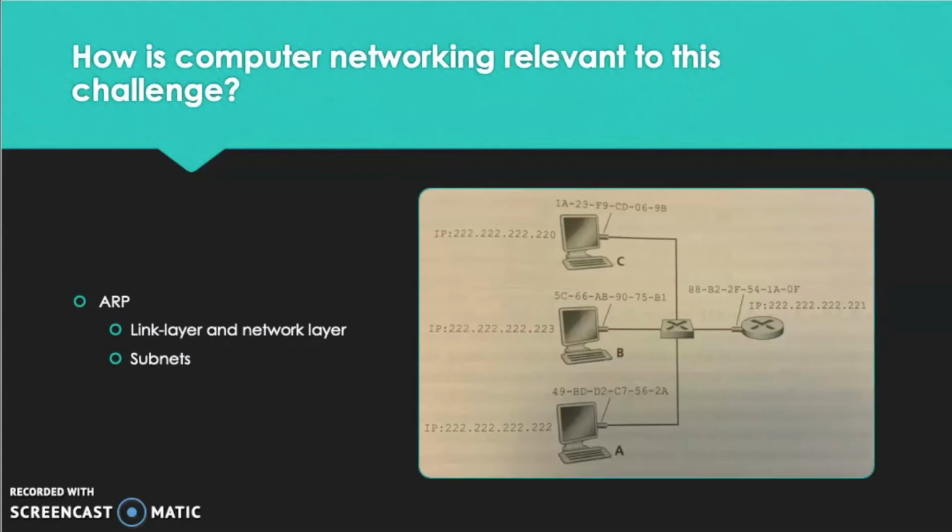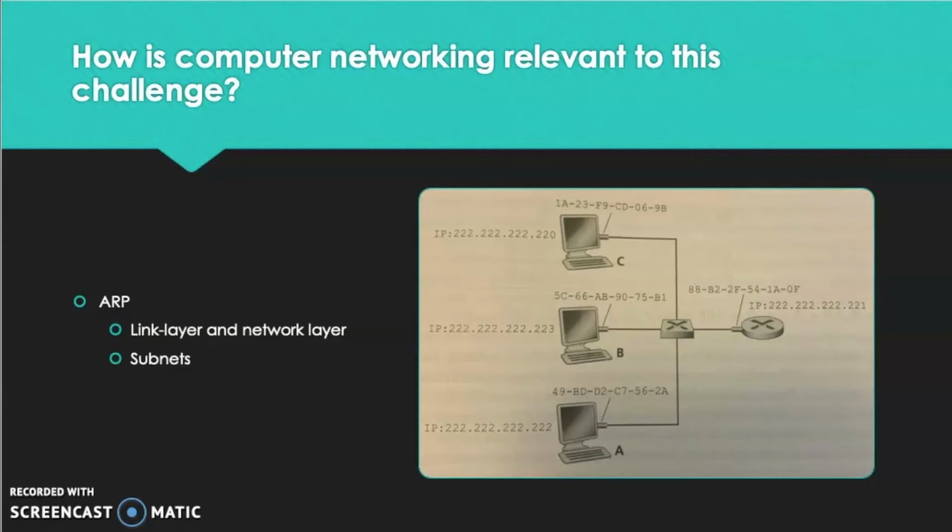Okay, so how is computer networking relevant to this challenge? We briefly talked about ARP in chapter 6 of the textbook, and it touched on how ARP straddles the boundary between the link layer and network layer. For the link layer, ARP is encapsulated in a link layer frame when preparing to be broadcast to other adapters. And for the network layer, it contains network layer addresses, and I believe this is the MAC address that it is containing. It also talked about subnets and how important subnets are to ARP.